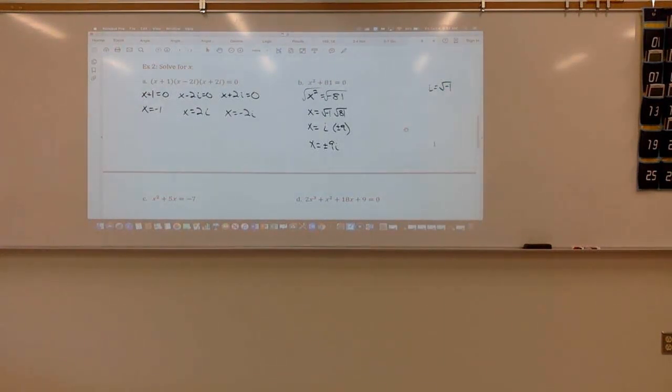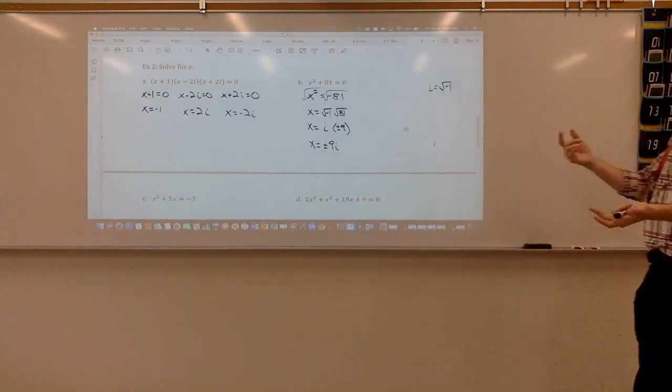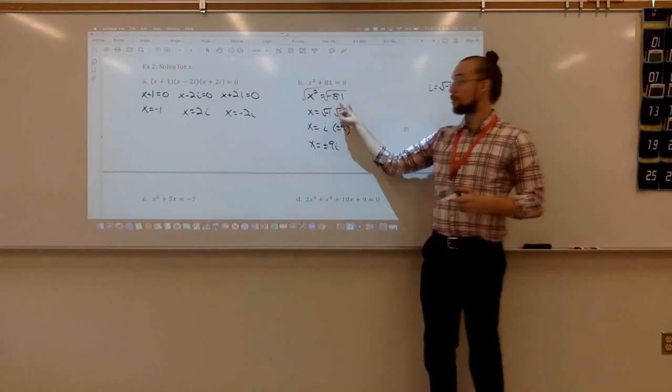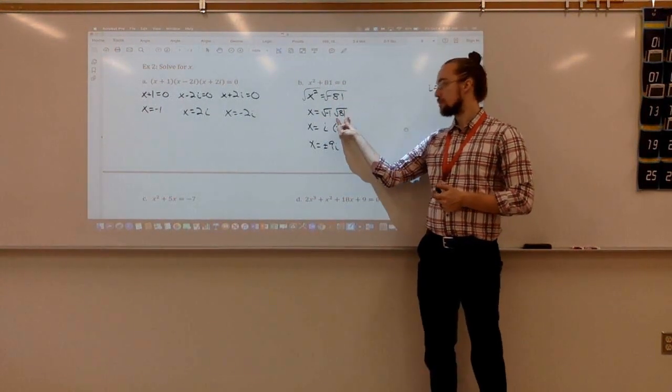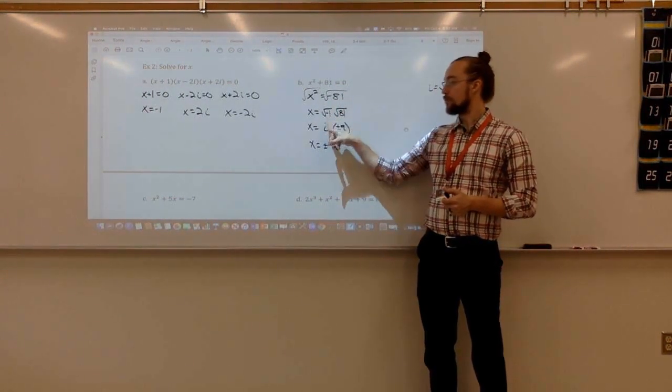The idea is whenever we have a negative, I can split that up, right? Like here, if I had the square root of negative 81, I can make that the square root of negative 1 times 81, and the square root of negative 1 is just i.